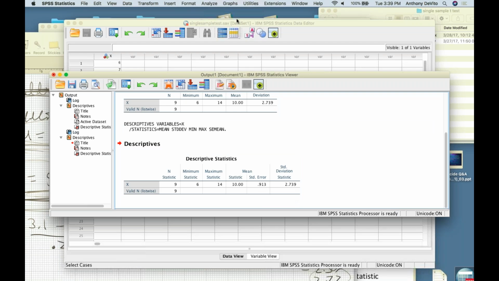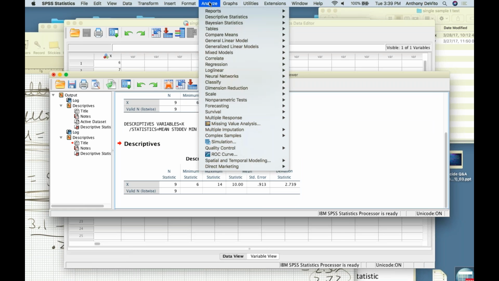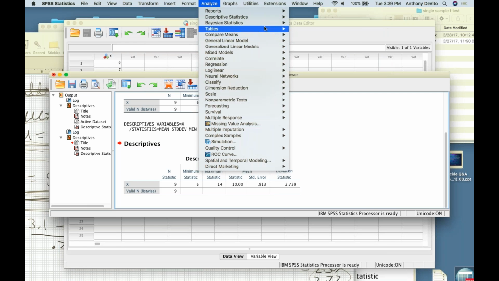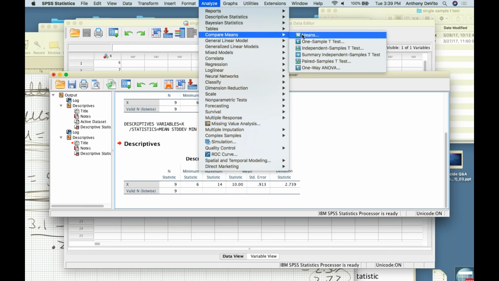Now, I'm going to actually ask it to do the t calculation for us. Analyze. Is there anywhere here where I can compare means? Well, boom, Compare Means under Analyze. What kind of test do I want? One sample t-test. Independent samples t-test means two groups. Paired samples means another thing. ANOVA means another thing. But I only have a single sample, and I'm comparing it to a known mean. So that's called a one sample t-test.